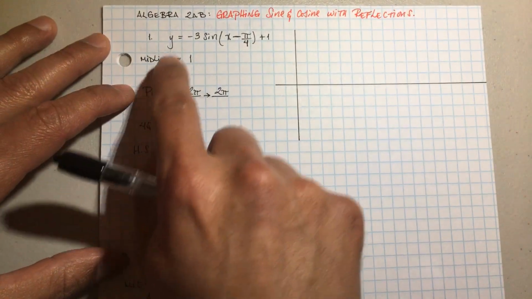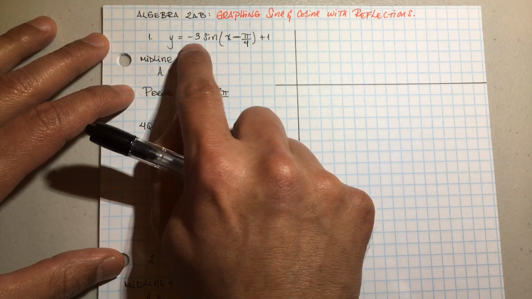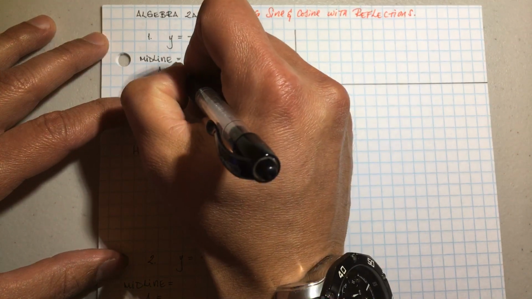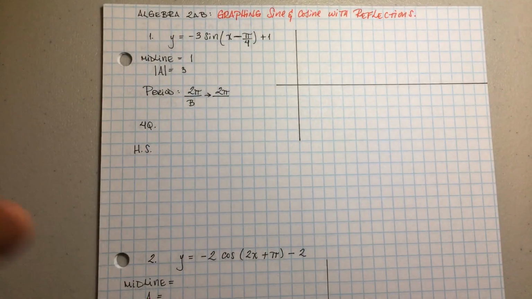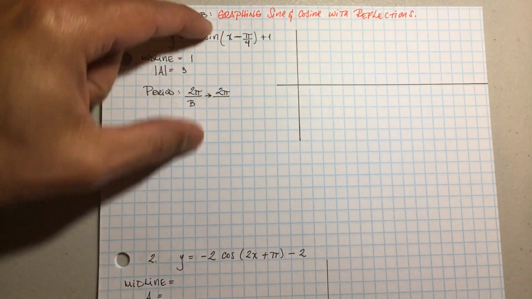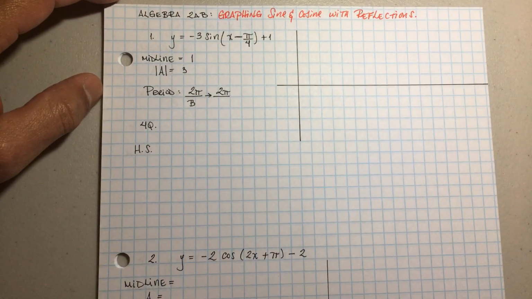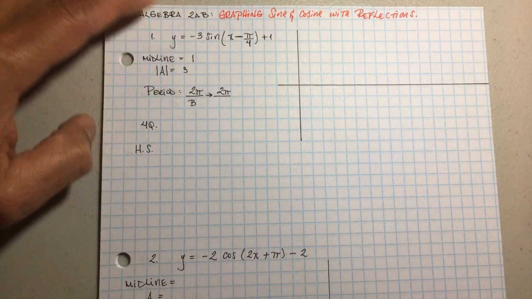Our amplitude is the number right next to the sine. It's being multiplied with the sine, so it's -3. But because we're going up and down, sometimes your professor will say absolute value. That's the reason why they say absolute value, because the amplitude is the distance from the midline to the highest peak or the lowest peak. But we'll just say it's 3. Ignore the negative right now.